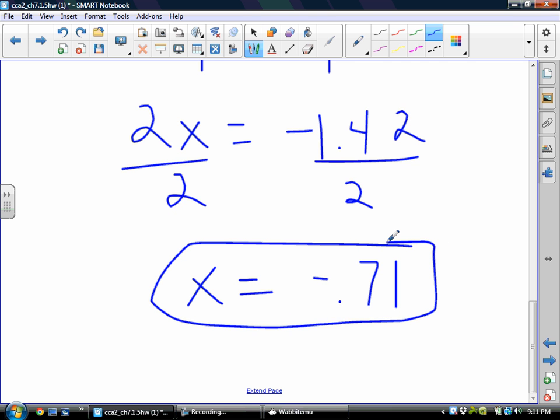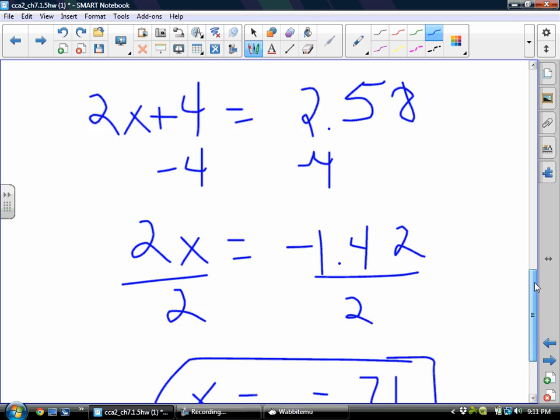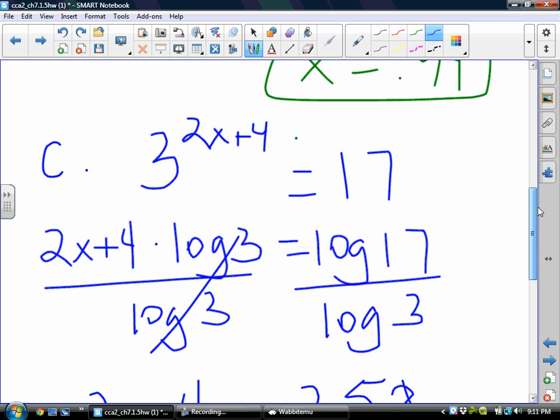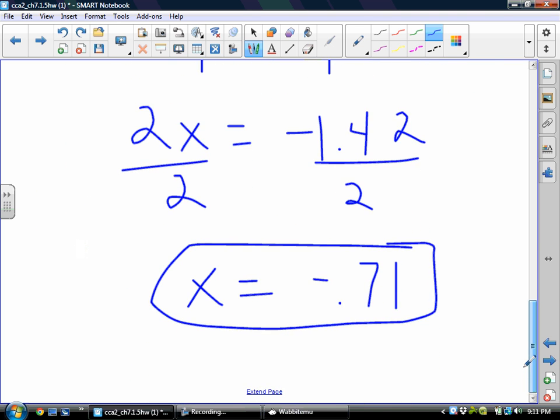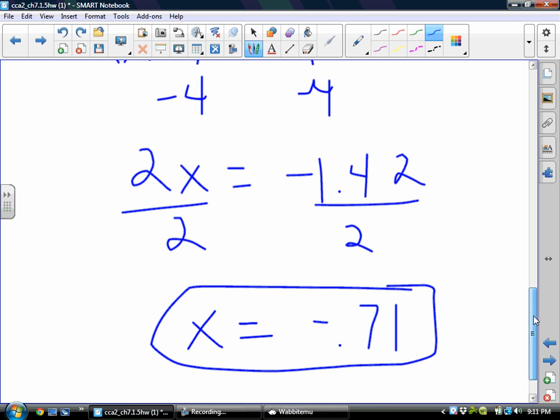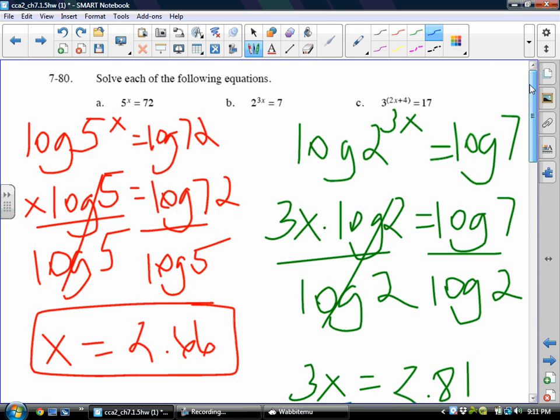Now remember, I could check these answers if I plug x back in to the original problem, which in this case was right here. I can double check. Since we rounded, we would probably not get exactly 17. We'd probably get 16.98 or something, or a little bit over 17. But since we rounded, we realize that that's okay. So I'm going to add logarithms to both sides and use the power property for problem 7-80.